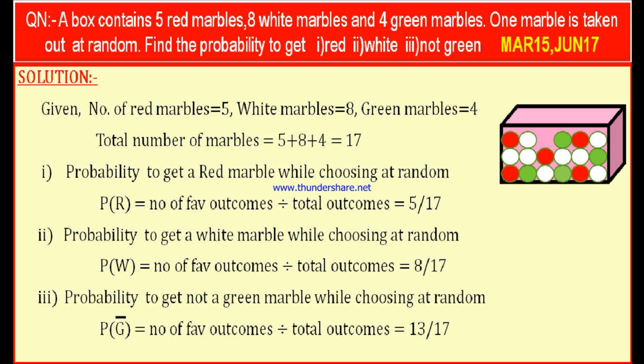Therefore, the number of favorable outcomes to not get a green marble is equal to the number of red marbles plus the number of white marbles, that is 5 plus 8 is 13. Favorable outcomes is 13 and the total number of outcomes is 17. Therefore, the probability to get not a green marble while choosing at random is equal to 13 by 17.